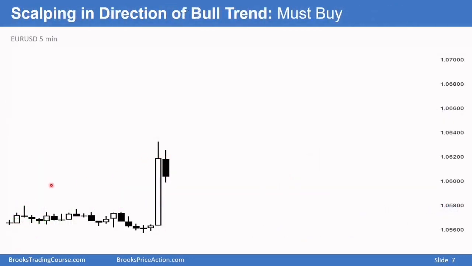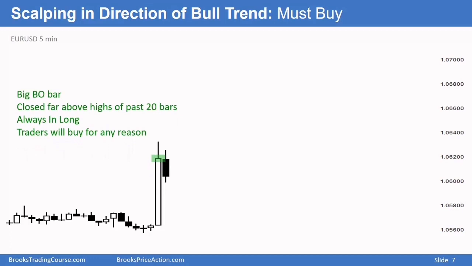Big bull breakout, closing far above the high of the past 10 or 20 bars. So the market's clearly always in long, despite this terrible follow through. And therefore traders will buy for any reason. A lot of traders, when they see a breakout bar like this, are buying at the market. Other traders wait for the bar to close, and if it closes near its high, they'll buy at the market, and they get filled on the open of the next bar.